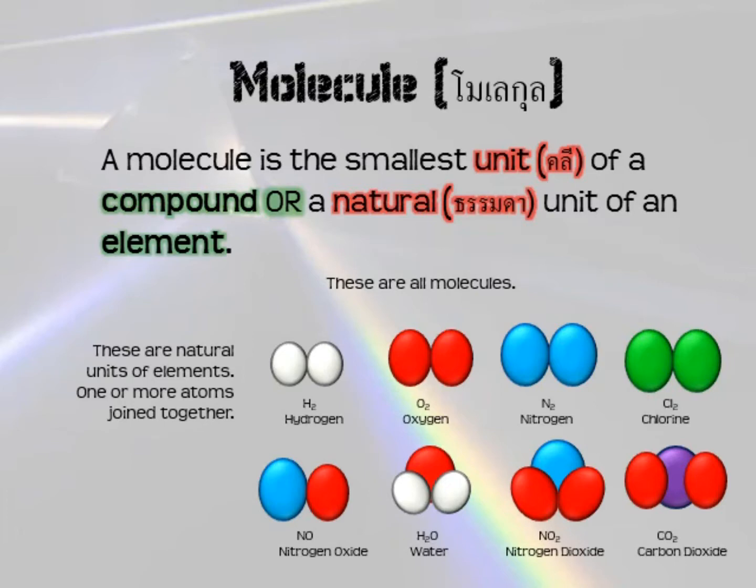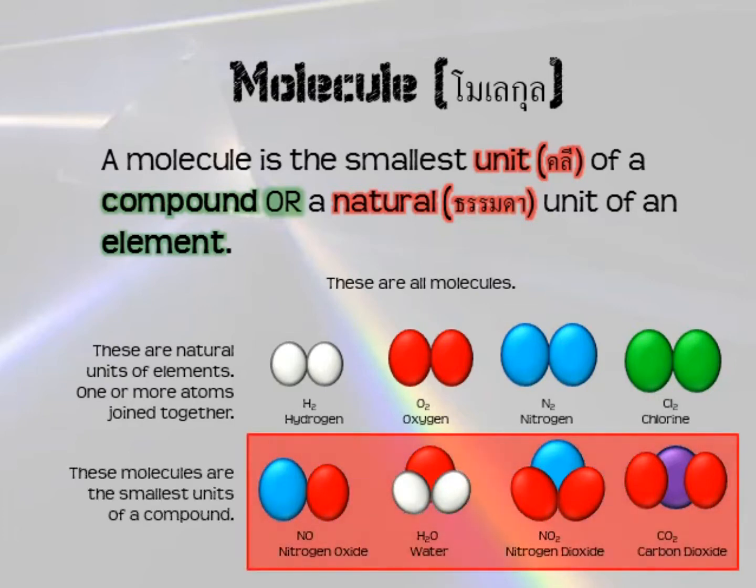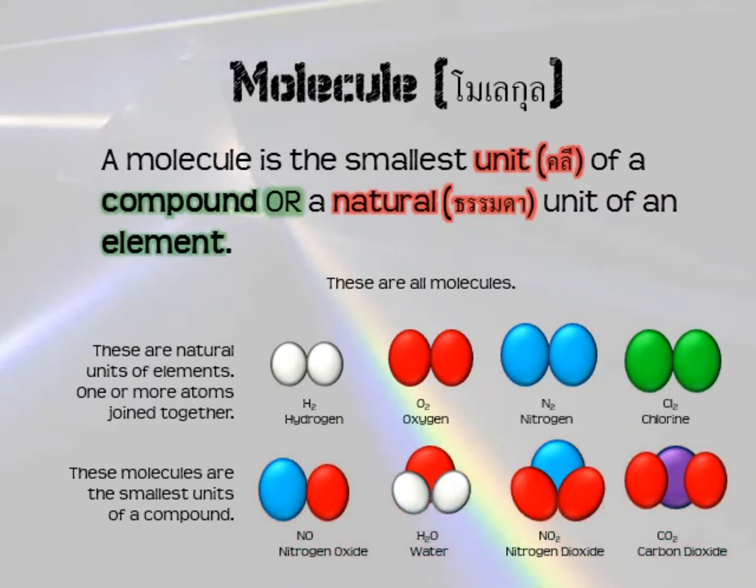So those are the natural units of elements, but we can also get smallest units of a compound. So there you have water again, H2O. You have 1 oxygen and 2 hydrogen, and you cannot get less water than 1 molecule. If you cut that molecule up, then you do not have water anymore. So that is the smallest unit of water that you can get, 1 molecule.